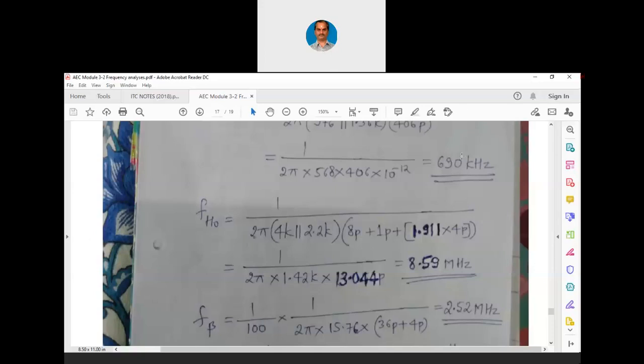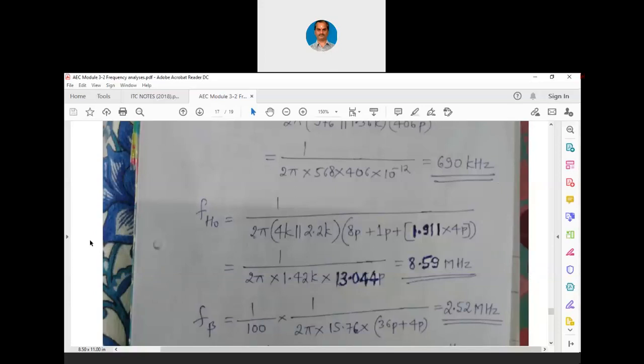Now, as 690 kHz is the least out of all the three, after 690, 2.52 MHz is coming, after that 8.59 MHz is coming. That means 690 kHz is occurring because of FHI. That means the Miller's counterpart of the base to collector capacitance along with the base to emitter capacitance is more dominant, because of which we have this 690 kHz as the bandwidth now. We cannot consider 2.52 MHz also. We cannot consider 8.59 MHz also.